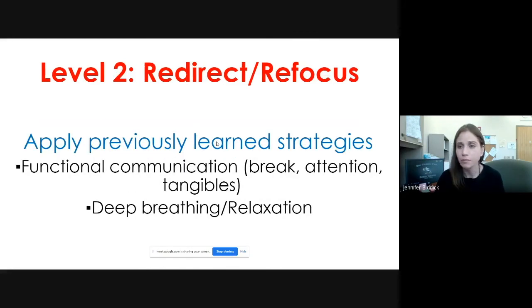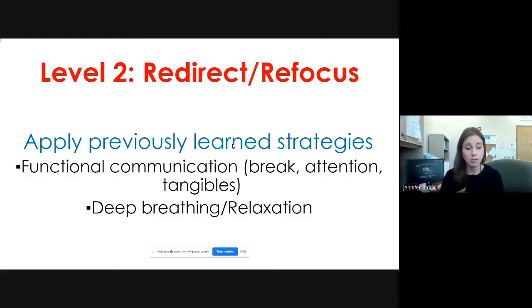So now we're getting to level 2. So we're going up that bell curve. Maybe we're at that anxiety level here. And this is where we might need to prompt, or maybe some of our learners will be able to independently demonstrate some of those previously learned strategies. So this might be where we'd be looking for them in the moment to ask for that break.